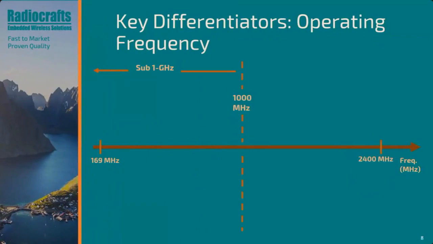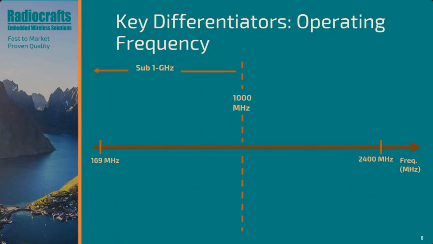Okay, so now I know which technology operates where. What does that mean? How does that help me? All right, so this dotted line in the middle represents the 1 gigahertz, let's say, differentiating point. The right-hand side is the 2.4 gigahertz group, and the part on the left is commonly called the sub-1 gigahertz family of technologies.